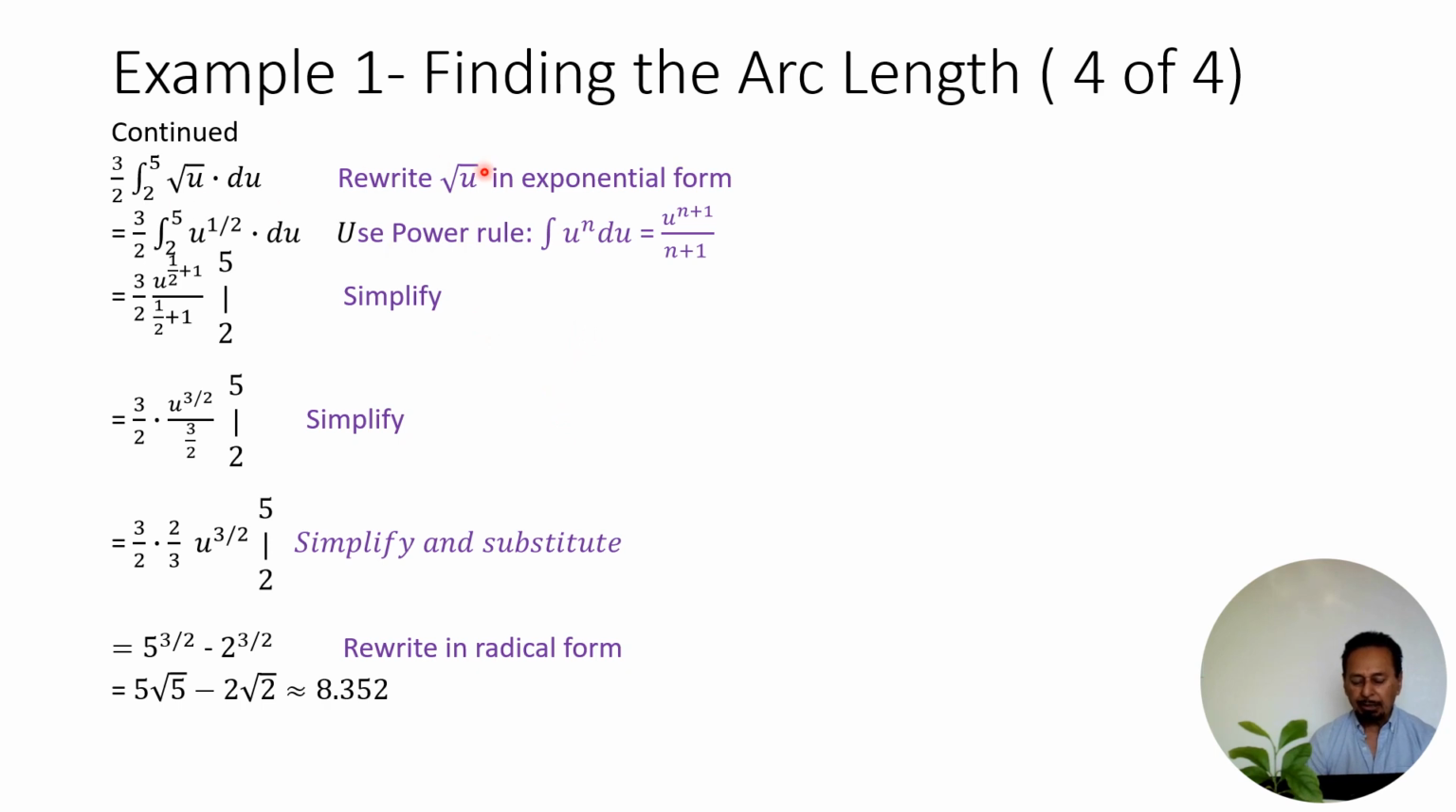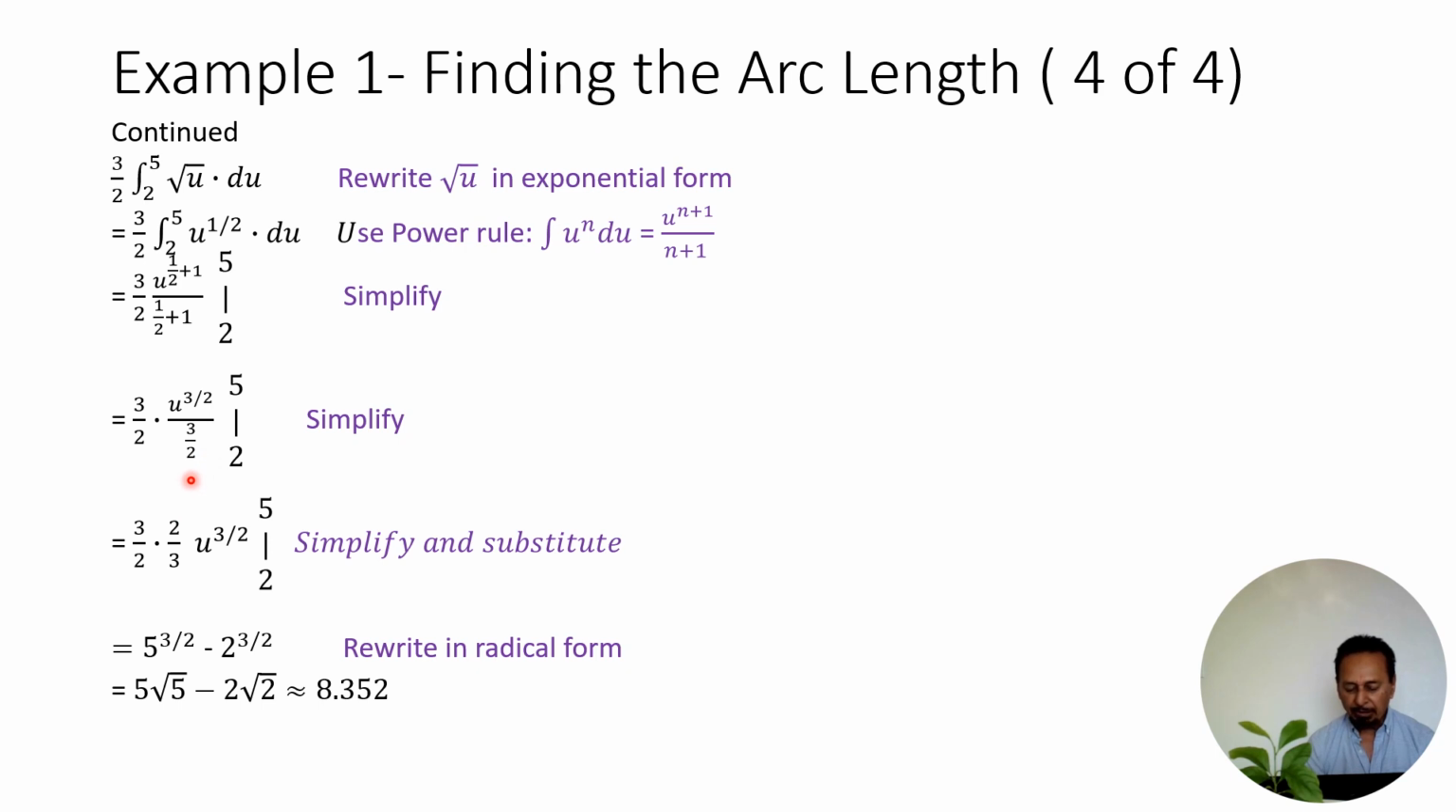Okay, now we rewrite the square root of u in exponential form, so we can find the integral. So square root of u is u to the 1/2, and now we use this power rule. So we have now 3/2 u to the 1/2 plus 1 over 1/2 plus 1. Remember, 1/2 plus 1 is like a 1 and 1/2, which is 3/2. So you have now 3/2 u to the 3/2 over 3/2.